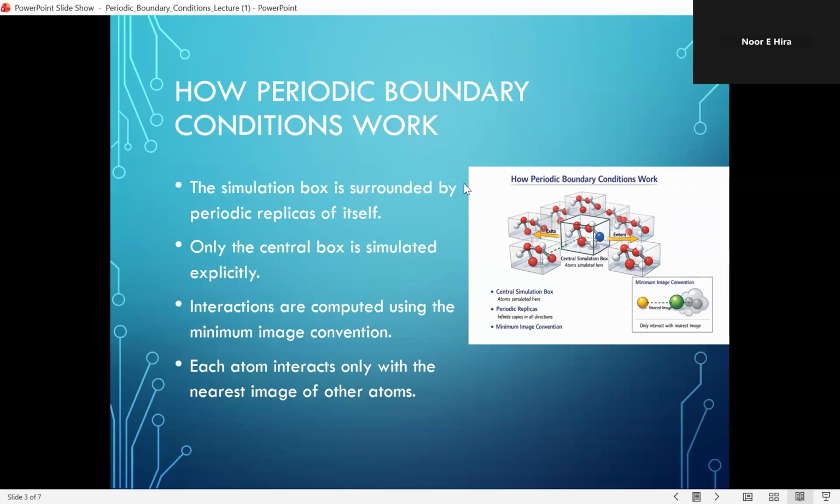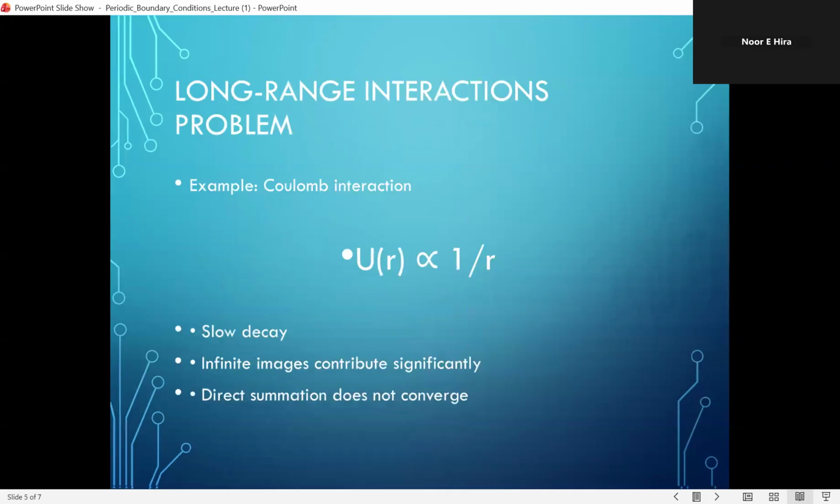So I will make it clear: the simulation box is surrounded by periodic replicates of itself, and only the central box is simulated explicitly. Interactions are computed using the minimum image convention, and each atom interacts only with the nearest image of another atom. With replicates and interactions, there are two kinds of interaction, because we don't know the range of a particle, how long it can interact. So there are short-range interactions and long-range interactions.